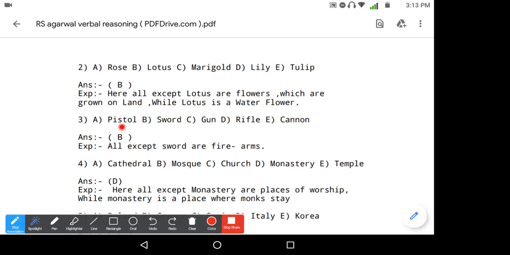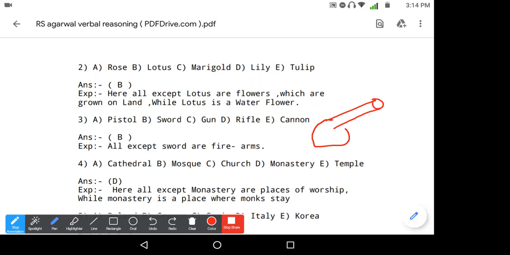Then, pistol, sword, gun, rifle, cannon. Now, if you see here, pistol is a type of gun. Gun, again, it's a gun. Rifle also is like a gun. Cannon is a bigger type of gun, but then you put dynamite into it and then it will fire. It will be something like this.